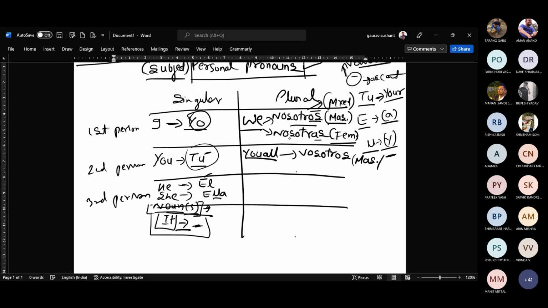So vosotros will again be used either with the masculine group or with a mixed group. Then you have the other form, vosotras, which will be used only with a feminine group. So you have to be very particular about what you want to use in these cases. And as I said, the ratio does not matter.